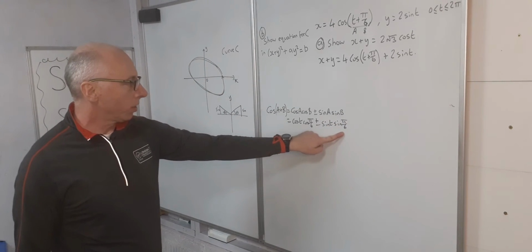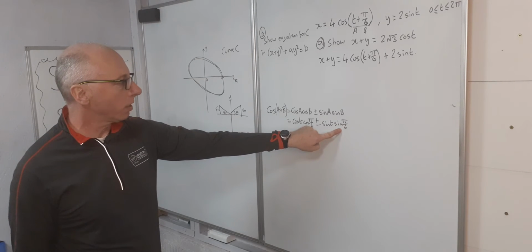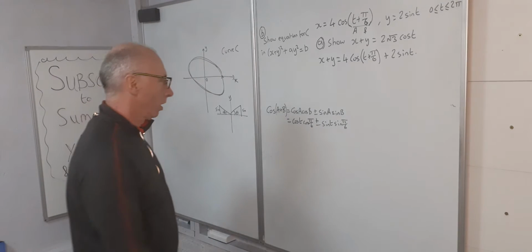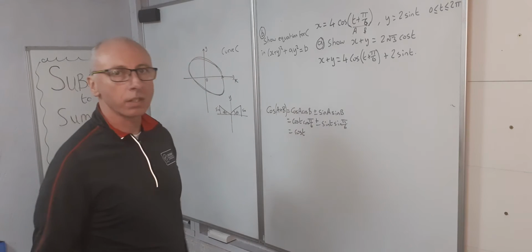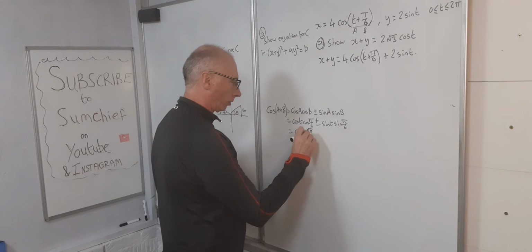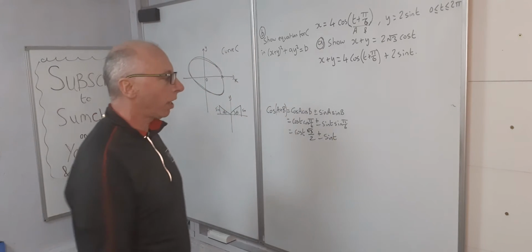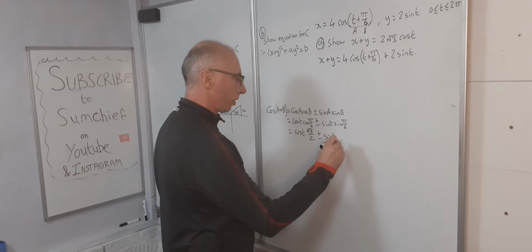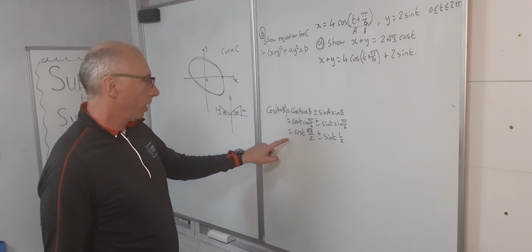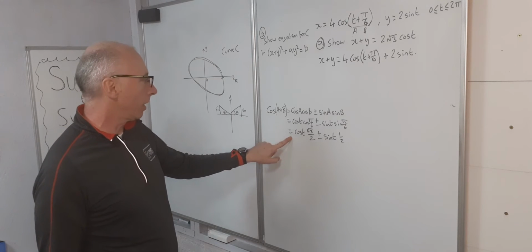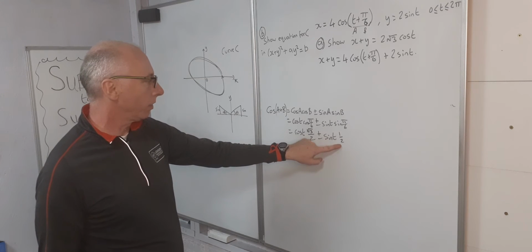Okay, now we can simplify this because cosine pi over 6 and sine pi over 6, we know these values from the unit circle. So cosine t, cosine pi over 6 is root 3 over 2, plus or minus sine t, sine pi over 6 we know as 1 over 2. Okay, so let's have a look what we got here now. We've got cosine t root 3 over 2 plus sine t times a half.